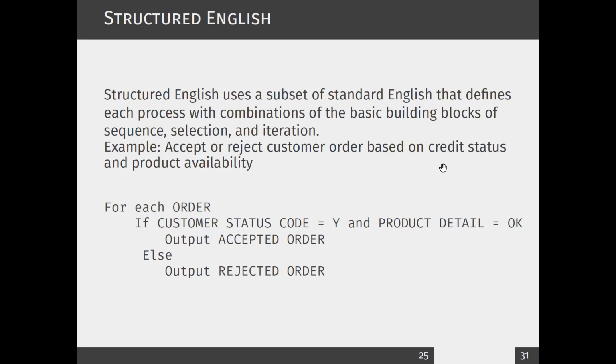So if we have a good credit status, then we can take it as one condition. Let's say we use it in the same way, whether the customer status is yes. For product availability, we can check whether the product data is okay. So those are the two conditions. The actions would be the accept or reject information.